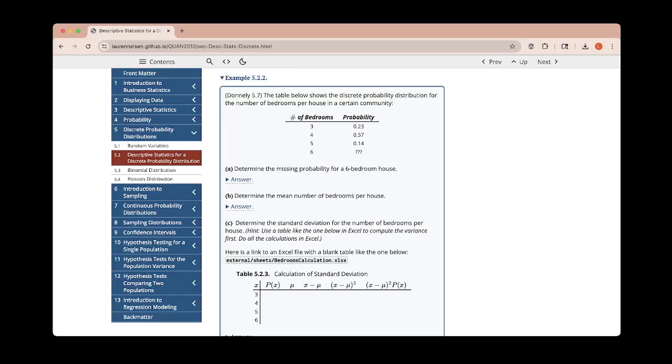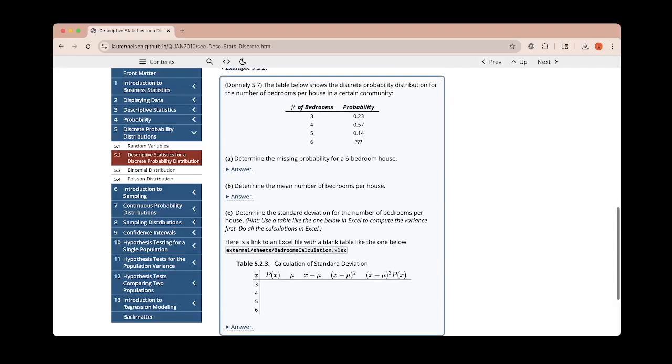So in exercise 2 here, it says that this table shows the discrete probability distribution for the number of bedrooms per house in a certain community. So in this community, apparently there are only 3, 4, 5, and 6 bedroom homes. Apparently there are none smaller or bigger than that. And we have the probabilities of each of those. And so the first thing that we want to do is determine the missing probability for this 6 bedroom house. And then we want to find the mean, the standard deviation, and the variance.